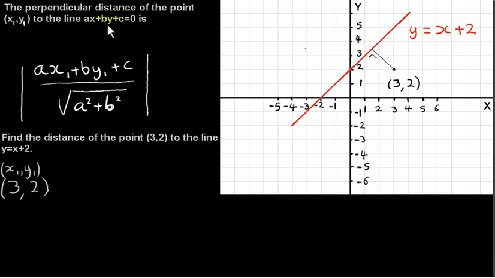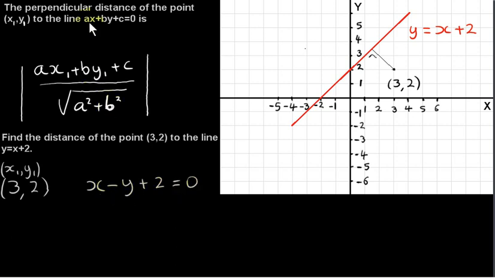So how do we get our line into this form? Well, we just bring everything to one side. You see, we have to have 0 on one side. So if we move the y over to the right hand side, we're going to have 0 = x - y + 2. We normally write down the x term first. So our line in the form that we need it in is x - y + 2 = 0.